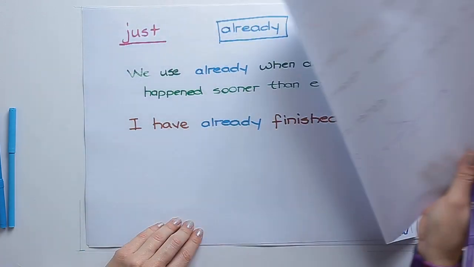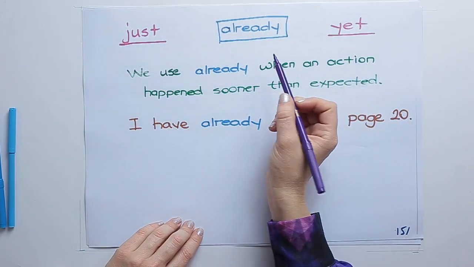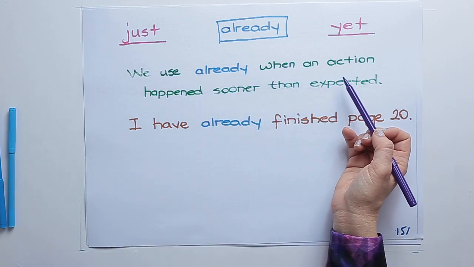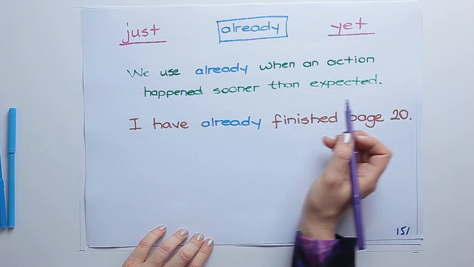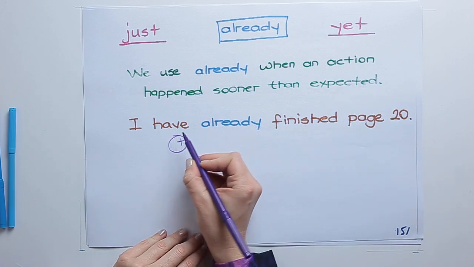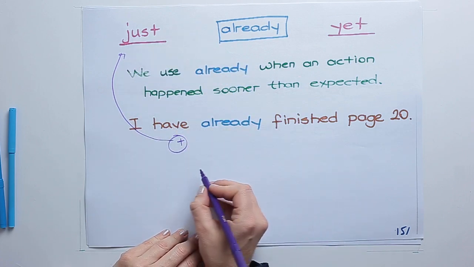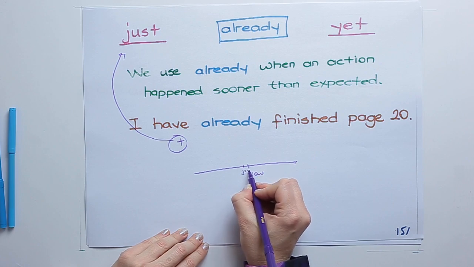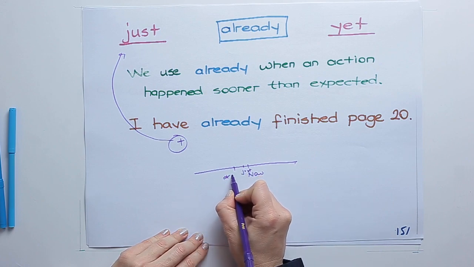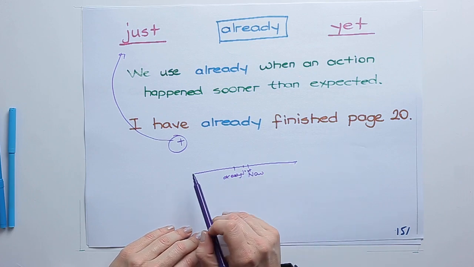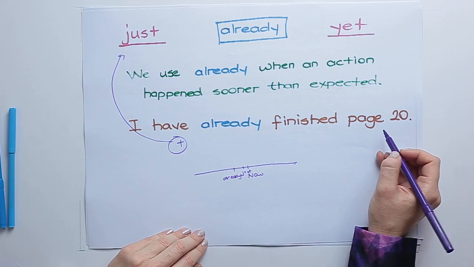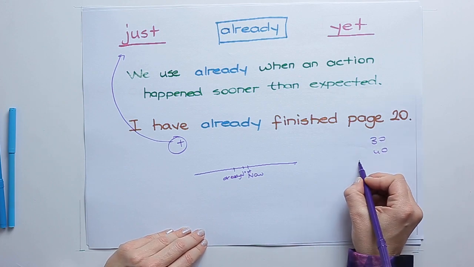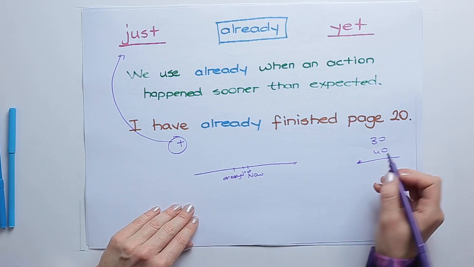Ongoing effect for now. Now the second one that we're going to learn is already. We use already when an action happens sooner than expected. We use already in positive sentences, just like we use just. But what's the difference? If you draw a timeline for this, just is closer to now and already is a bit in the past. I have already done page 20. That means that I am, for example, on page 30 now or 40. So I have done that already. I don't have to do it.